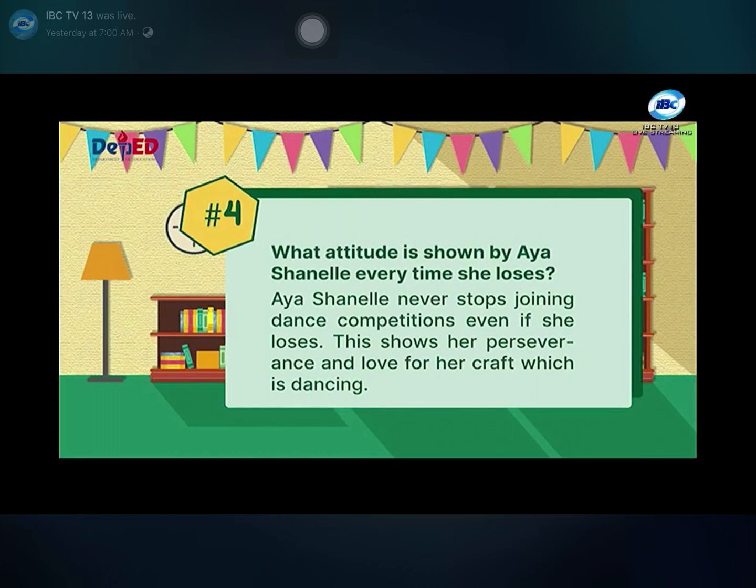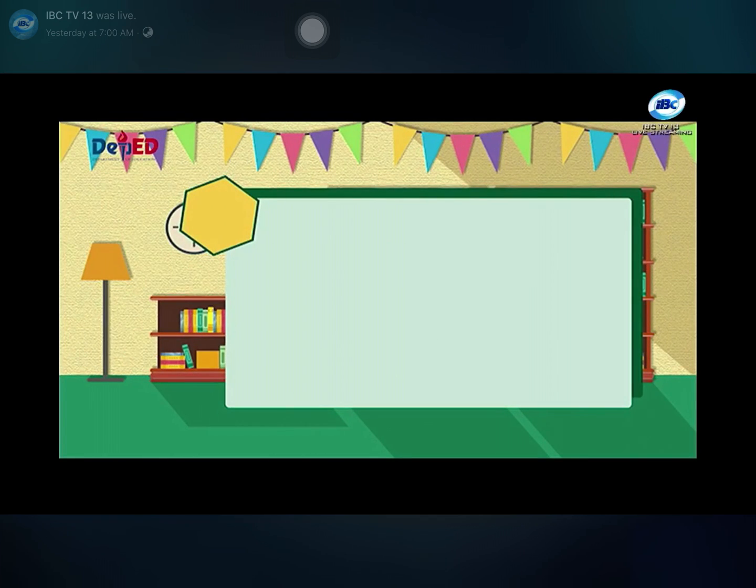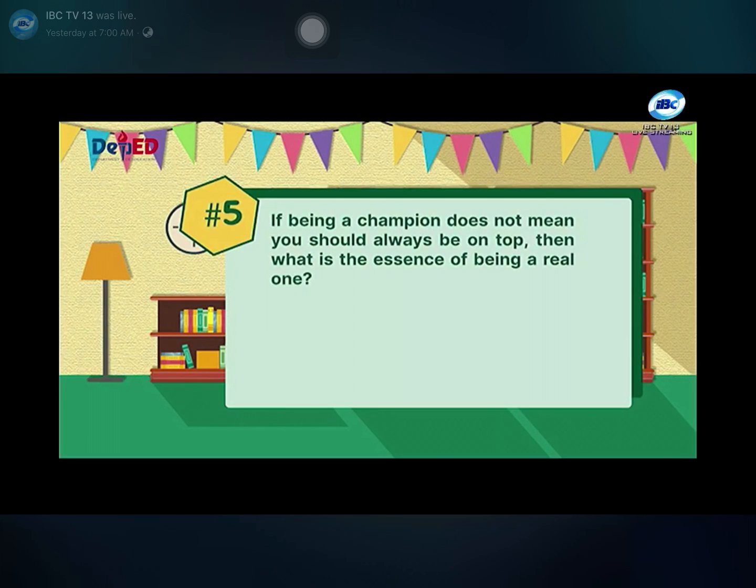This shows her perseverance and love for her craft, which is dancing. Do you think it's a good attitude? You see, children, perseverance is not giving up doing what you love to do. And the last question. If being champion does not mean you should always be on top, then what is the essence of being a real one?